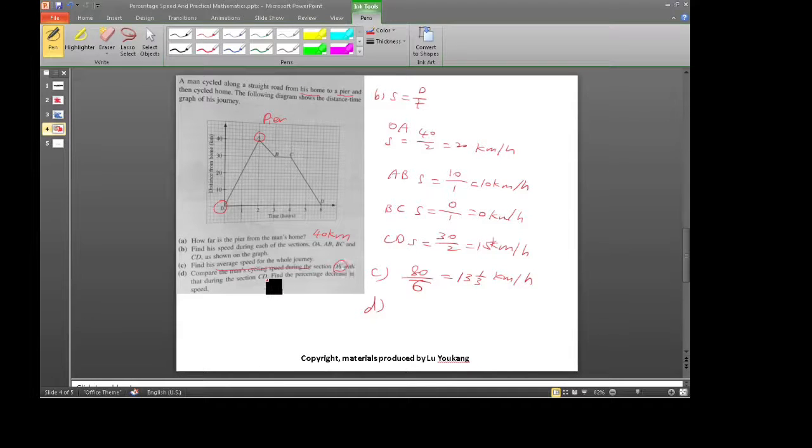Now, part D, compare the man's cycle speed during the section OA with that during the section CD. So the speed for OA is 20 km per hour, and the speed for CD is 15. Therefore, their difference is 5 km per hour over that of 20 km per hour, times 100%, and you will get 25%. And therefore, the percentage decrease in speed is 25%.